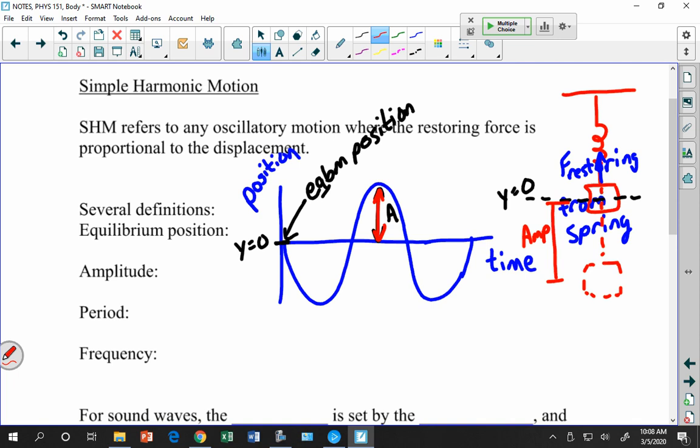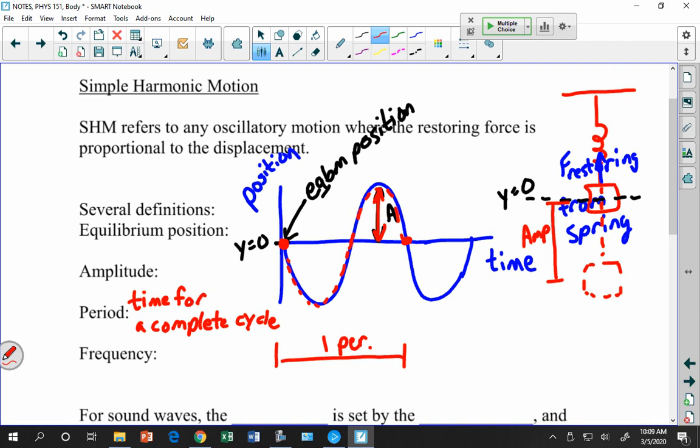The period is the time for it to go through a complete cycle. So to start right here, to go down, to go up, and then to come up again, or to go down again, that is one complete cycle. So this is one period. The variable that we use for this is t. The variable that we use for amplitude is a, and for position we'll either use y or x. We'll sort of switch back and forth on that.